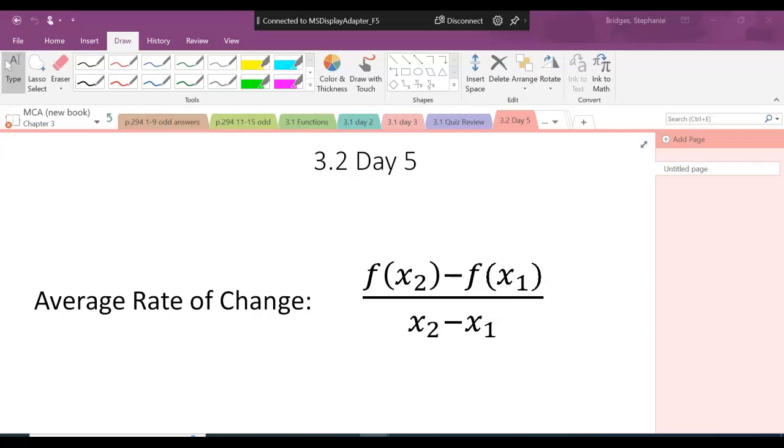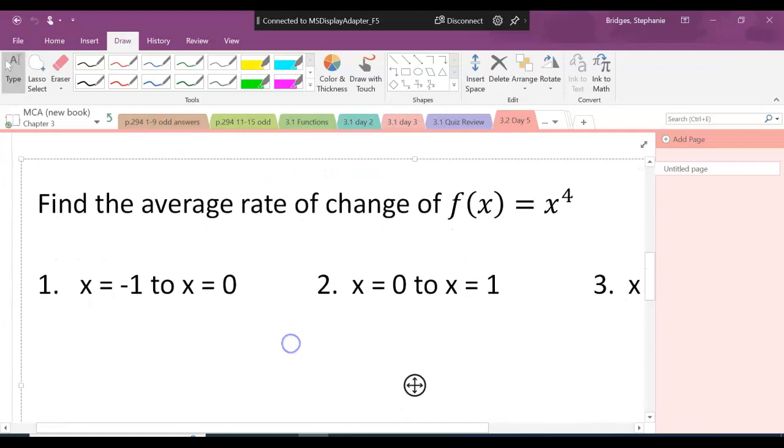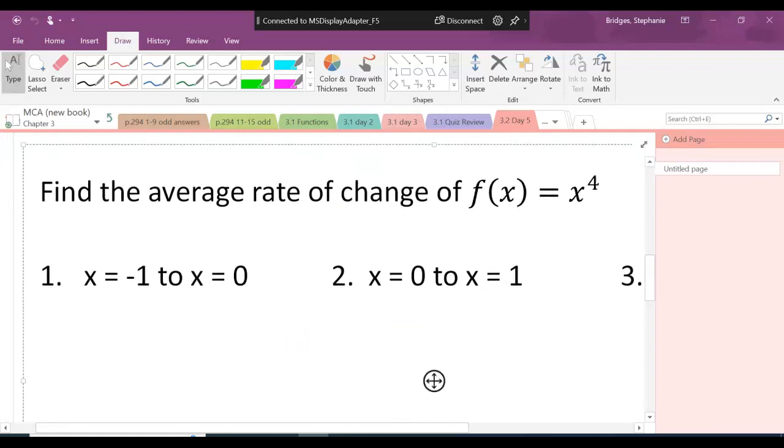Everybody ready? Okay, so we're going to start. We're finding the average rate of change. You're given a function up at the top. I'll give you a minute to write that down. Finding the average rate of change for the function f of x equals x to the fourth.